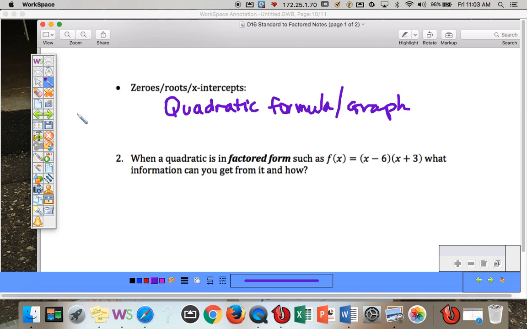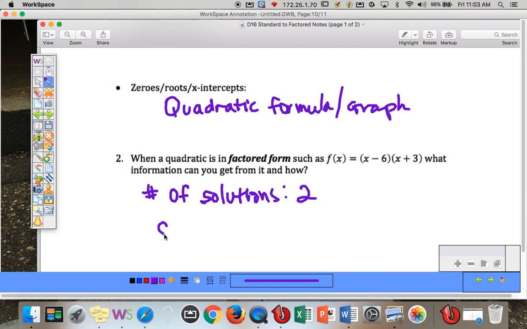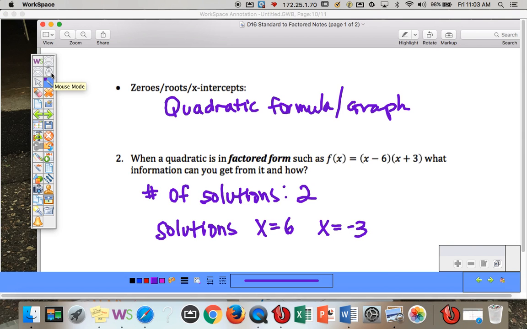Factored form also tells you information about the quadratic. So here's factored form, when you have the numbers that multiply to the quadratic. What information can you get from it, and how can you tell the number of solutions? There's going to be 2 of them because there are 2 factors. And you can find the actual solutions, the zeros, by looking at what makes them 0. What makes x minus 6 equal 0? That's 6. What makes x plus 3 equal 0? That would be -3. So you can find the zeros with factored form.